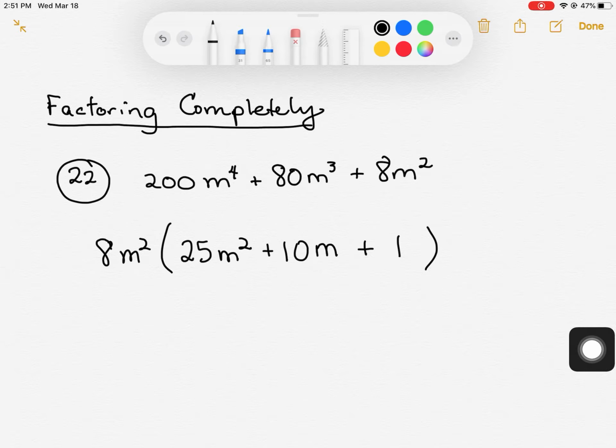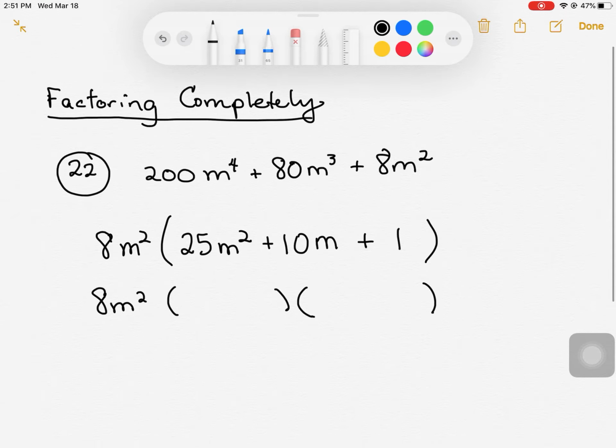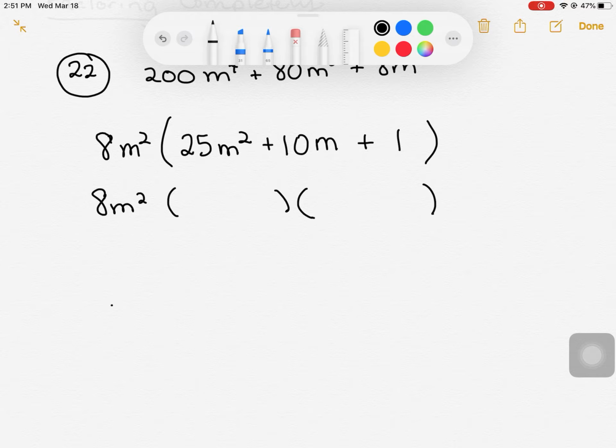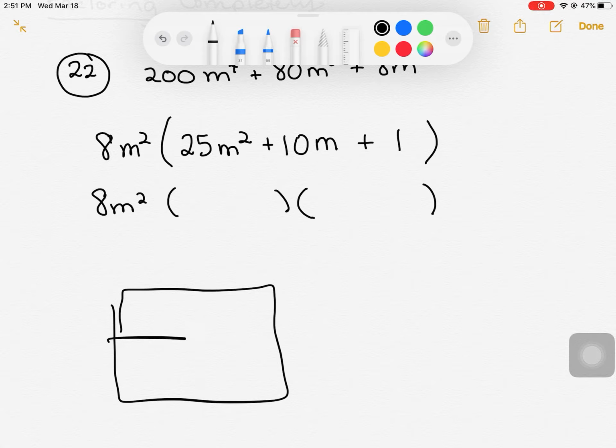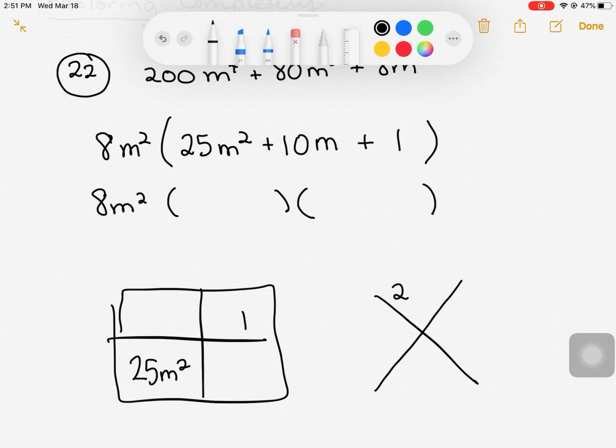So now I look at this and I say, well, that's fine. This is all good, but I need to go through and see if I can factor that one as well. The question is, can this factor into two binomials? So at this point, I would go to my generic rectangle, and I would put my 25 m squared and my 1 in, and then my diamond problem where the product is 25 m squared and the sum has to be 10 m. So it looks to me like it's going to be 5m and 5m. This looks like it's a perfect square.